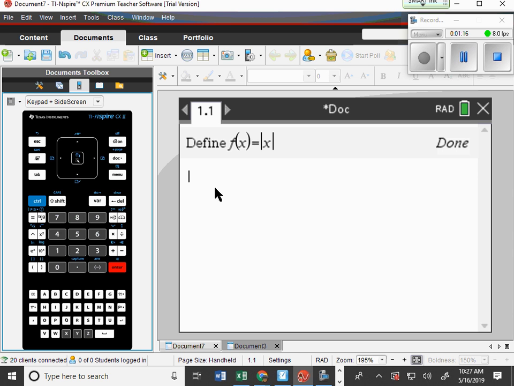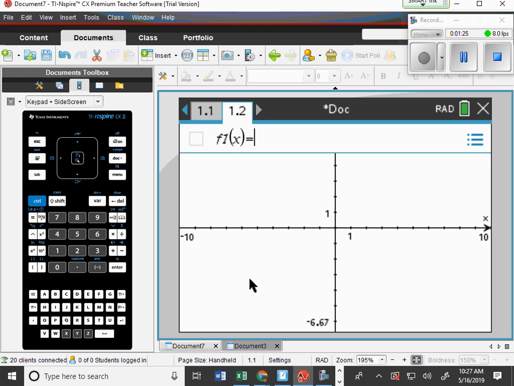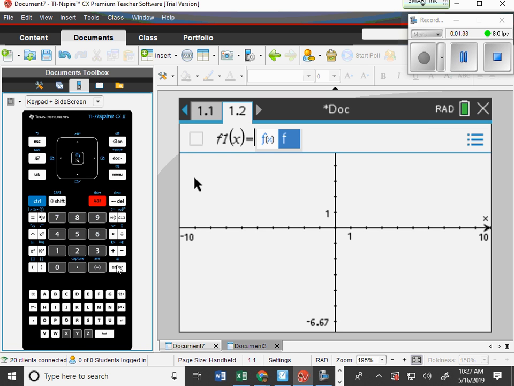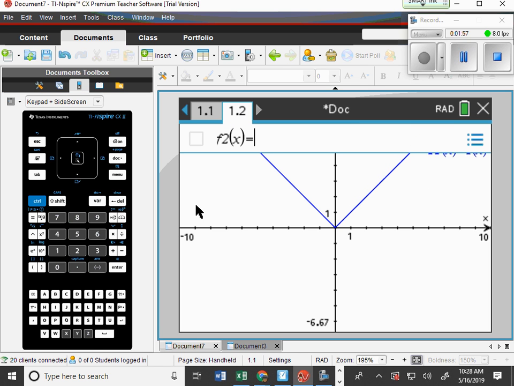Okay. Now that we have f of x defined, we can go now to our graph. And I am going to make f1 of x to be f of x. So I'm going to press variable, enter, and f of x. Okay, so that's the absolute value function, which is our f of x. That's our parent function. So now let's look at all the transformations of f of x. Okay, so go to f2 of x.